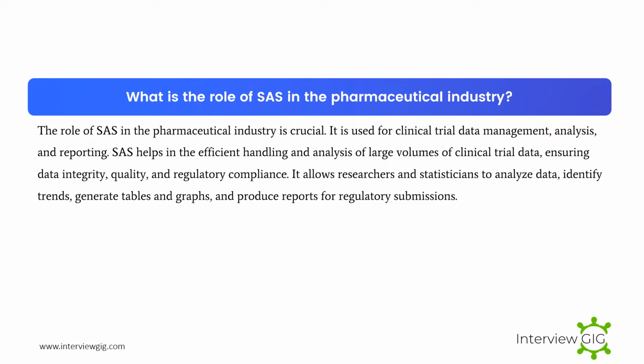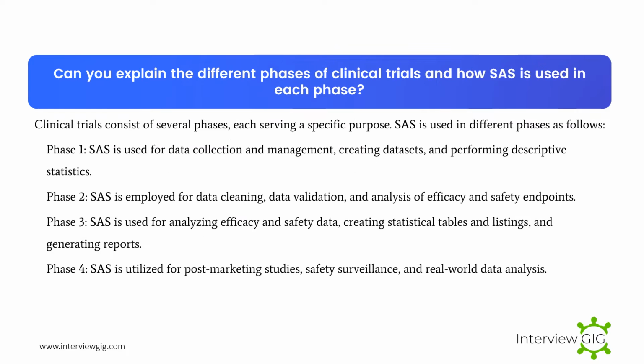The role of SAS in the pharmaceutical industry is crucial. It is used for clinical trial data management, analysis, and reporting. SAS helps in the efficient handling and analysis of large volumes of clinical trial data, ensuring data integrity, quality, and regulatory compliance. It allows researchers and statisticians to analyze data, identify trends, generate tables and graphs, and produce reports for regulatory submissions. Can you explain the different phases of clinical trials and how SAS is used in each phase?